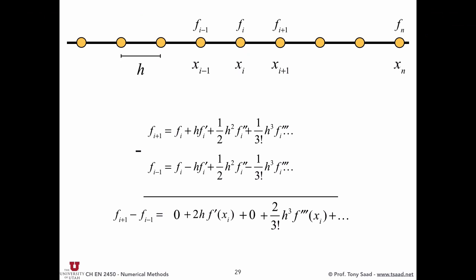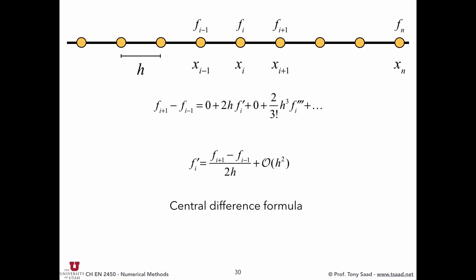So then, do the same thing. Move f prime to the left-hand side and divide by 2h. When you divide by 2h, this term becomes h squared. And that gives you a second order error. And this is what we want, right? So that gives you what we call the central difference formula.